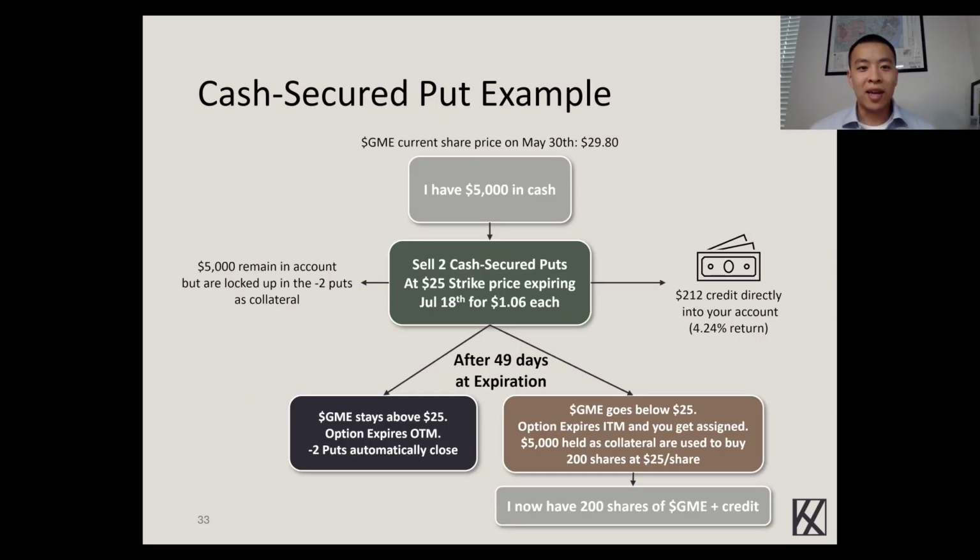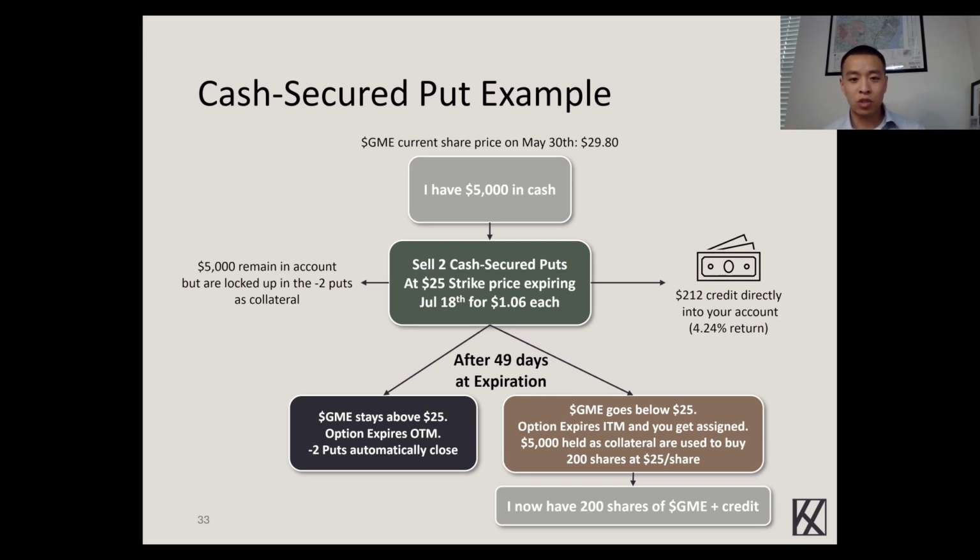All right, so let's do a cash secured put example. So kind of the same format as the covered call example. So GameStop currently at $29.80 as of May 30th. This time I have $5,000 in cash in my account to start with. With that $5,000, I can go ahead and sell 2 cash secured puts at a $25 strike price, because 25 times 100 is $2,500. So I can sell 2 of those because I have $5,000 in cash.